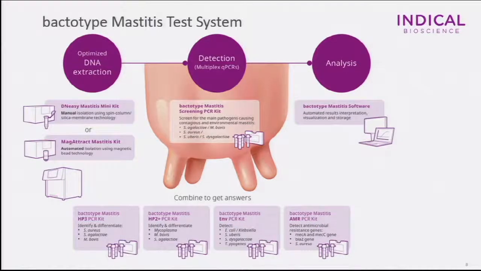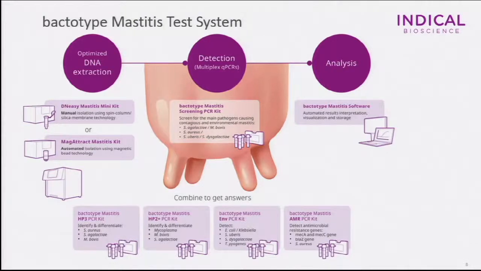So with all this in mind, we developed the bactotype Mastitis Test System, which consists of optimized DNA extraction kits. There are actually two systems developed. One is called the DNeasy Mastitis Mini Kit for manual isolation using spin column silica membrane technology. And there is the MagAttract Mastitis Kit, which is developed based on magnetic bead technology for automated isolation from milk and mastitis milk.